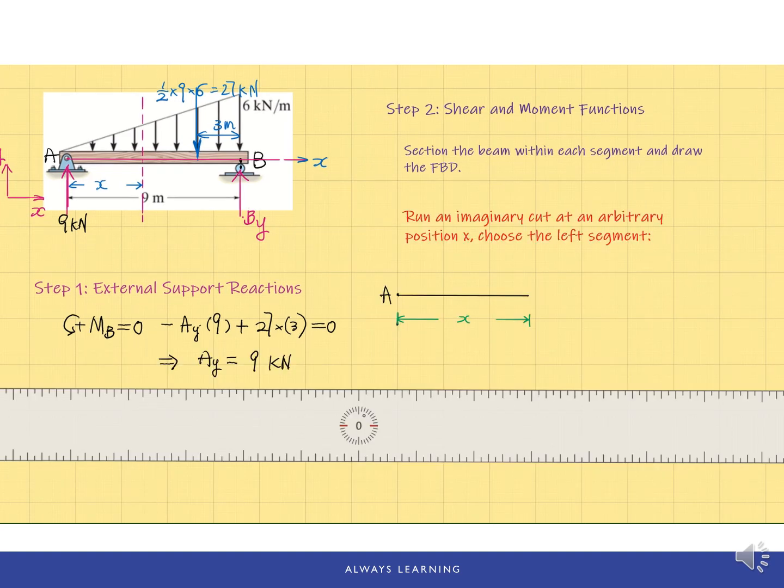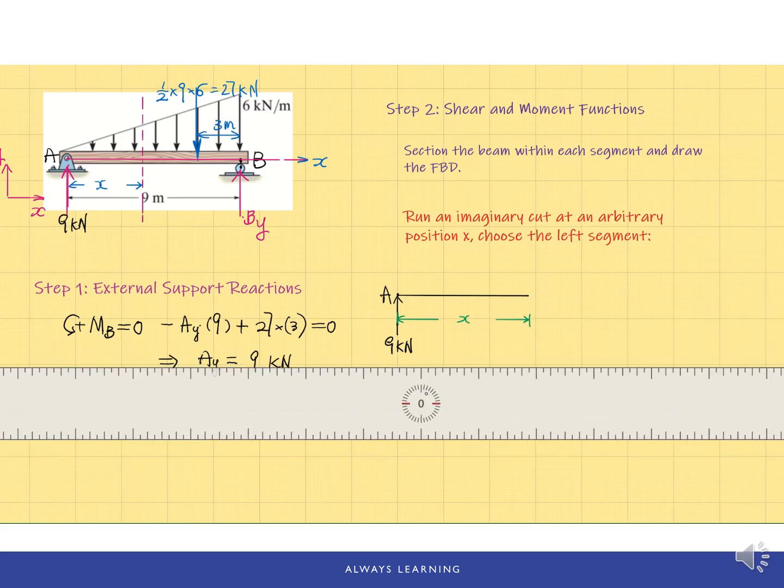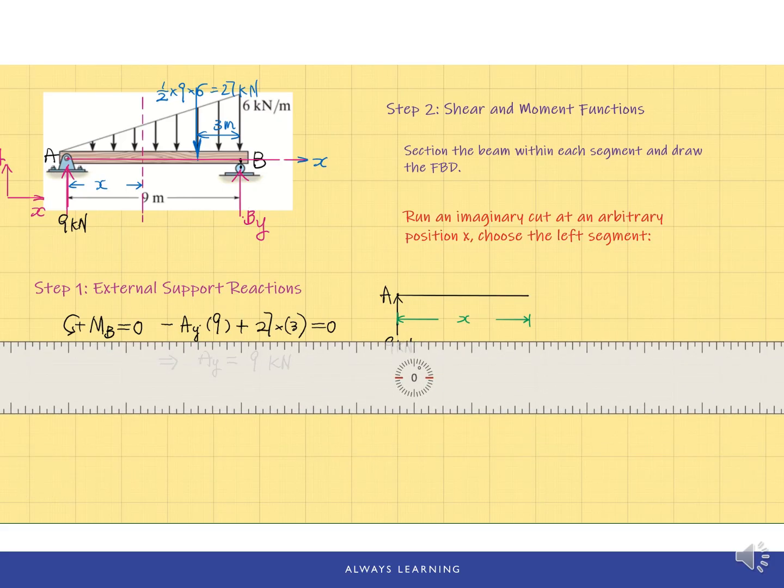So now I'm going to choose the entire left segment to draw the free body diagram. So here's the free body diagram from point A. Here is a support reaction 9 kN pointing up, and the length of the left segment is X starting from A. And don't forget the distributed load. Again, that's a linear distributed load. So we're gonna put this triangle.